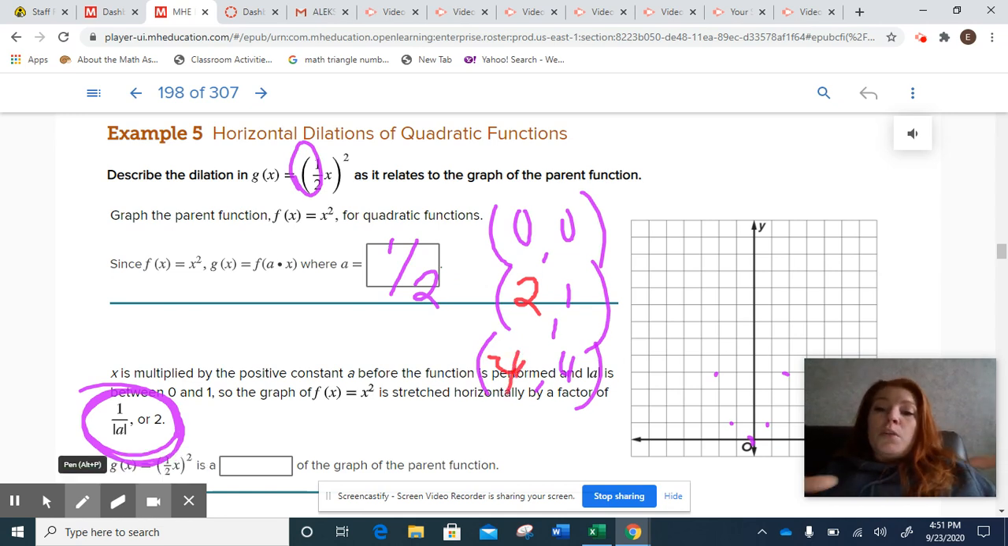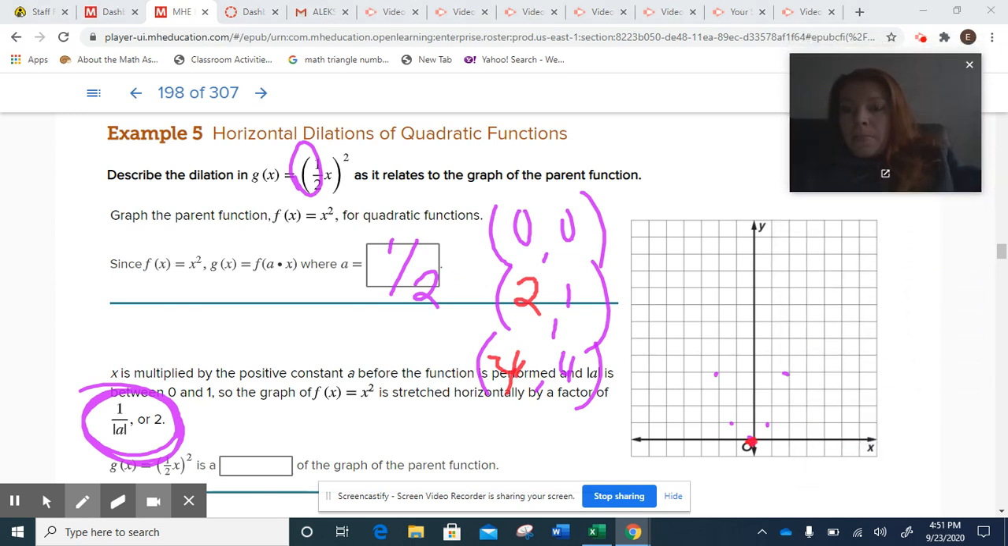Okay. Once you put these on here, you should see your graph flatten. It should get half as wide. That's the idea. So 0, 0 does not change. It's staying in the middle. I'm going to change my number over here. I'm going to move my face. I'm going to change my 1, 1 to 2, 1. So that point got wider. And then I'm going to change 2, 4 to 4, 4.